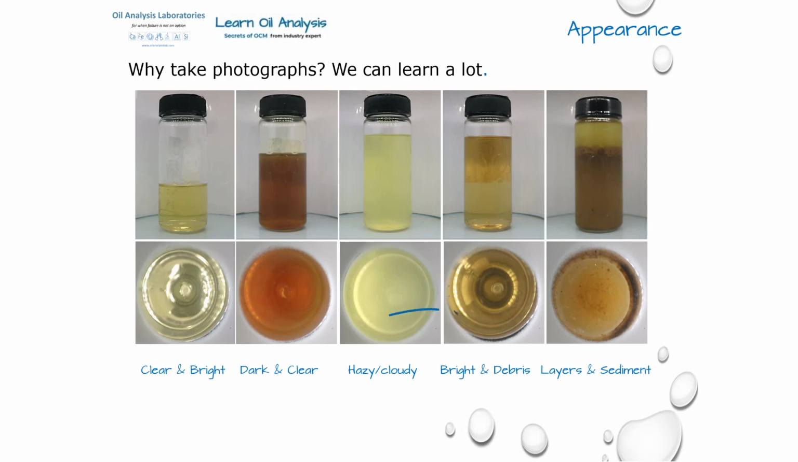In the fourth sample we can see a few specks of debris, but you may have been fooled into thinking that there is a layer on the sample, but that is in fact just a shadow from the sample label you can see. The final picture has two layers and it is mostly water and a visible sediment at the bottom.